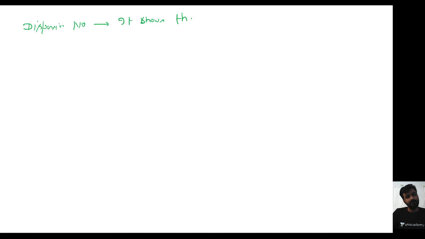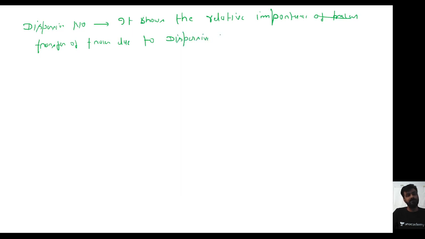It shows the relative importance of transfer of tracer due to dispersive flow over bulk flow. Okay, I think the definition part is very clear to all of you.